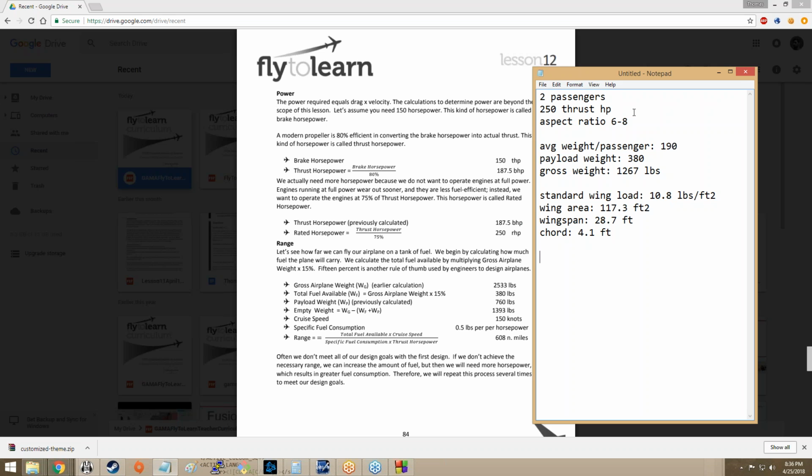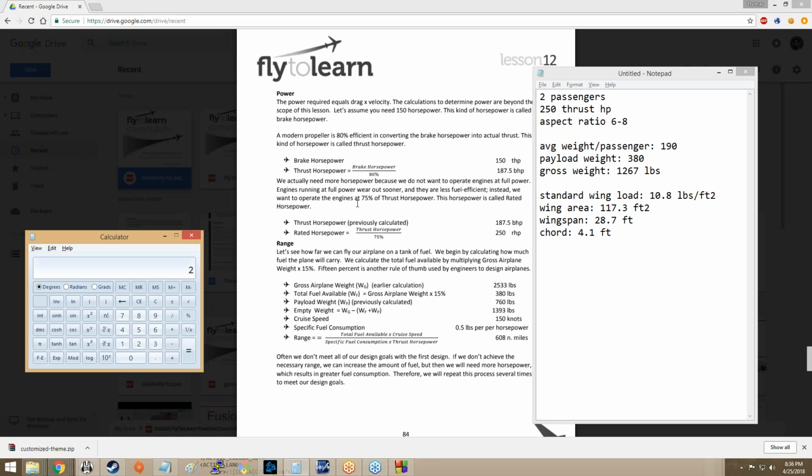If we divide that by 0.8, so if we take 250 divided by 0.8, we've got a brake horsepower of 312.5 horsepower. And if we take our 250 horsepower and multiply it by 0.75, our rated horsepower is going to be 187.5 horsepower. So that's us being able to run the plane at 75%. That's our cruising horsepower.